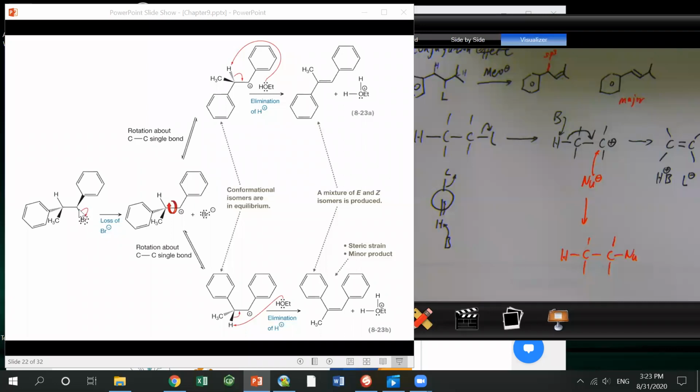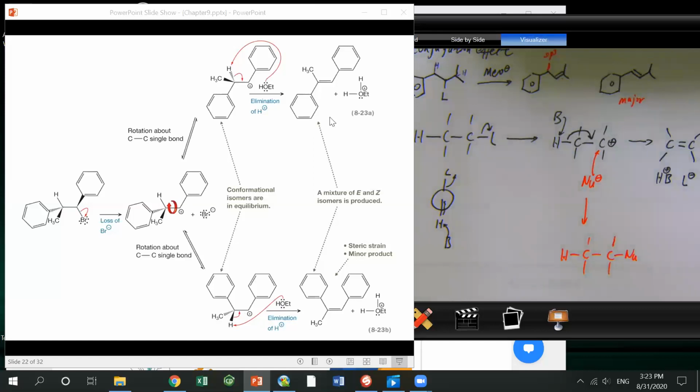So if you do E1 elimination, you kick off the leaving group, and then you generate a carbocation. The lifetime of the carbocation is pretty long. So in this case, if you don't do any bond rotation, it directly takes up a beta hydrogen, and you generate probably this trans alkene. But because the lifetime of this carbocation is pretty long, you can do a quick rotation of the alpha carbon-beta carbon bond, and then the base comes and takes up a beta hydrogen, and eventually you generate the cis alkene.